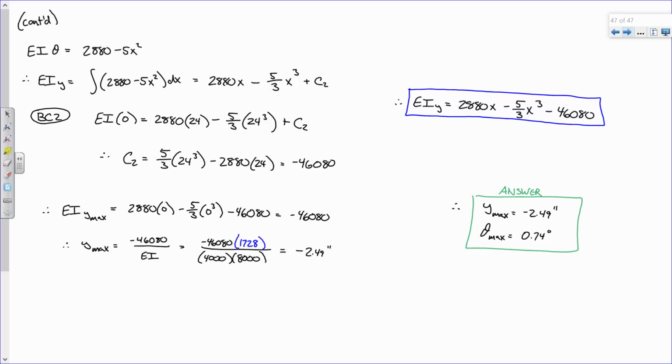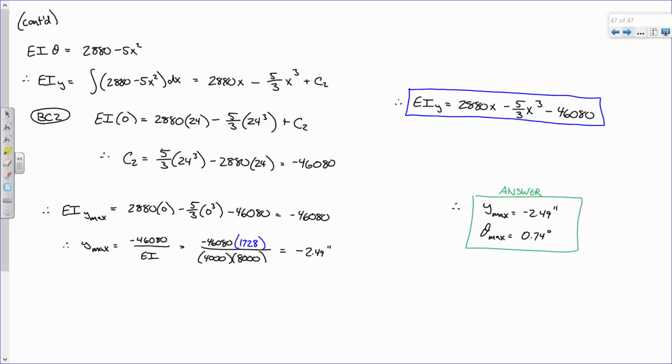So, sound good? Yes. Negative deflections in this case would indicate downward deflection. If for some reason you had a positive value, it would indicate upward deflection.